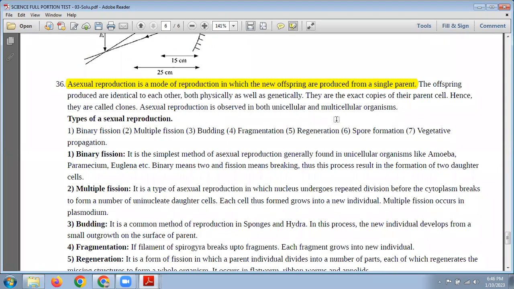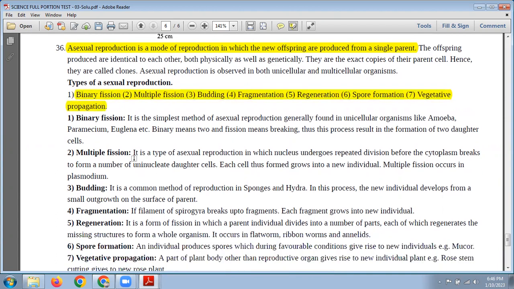And then the methods: here by mistake it says sexual but it is asexual. So binary fission, multiple fission, budding, fragmentation, regeneration, spore formation and vegetative propagation. Sir, are binary fission and multiple fission always separate?